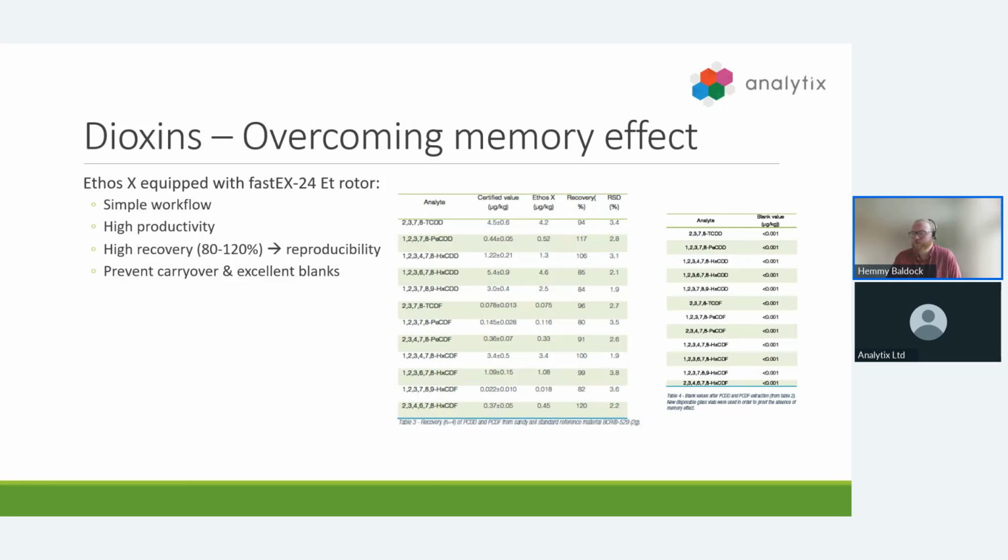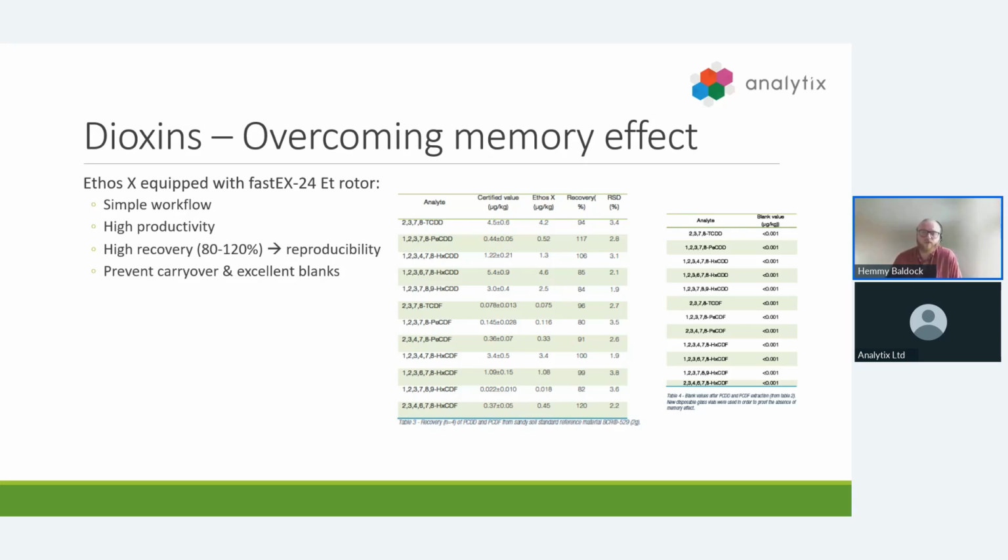As you can see from table 3, this case study shows excellent recovery of dioxin compounds with great reproducibility. The aim of this case study was really to highlight the use of the disposable glass vials to prevent carryover. And if you look at the results of table 4, this shows the blanks of the following run with a brand new disposable glass vial.